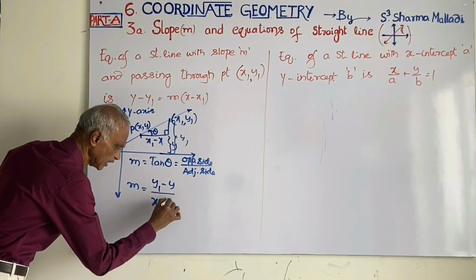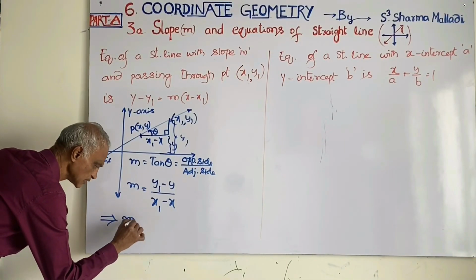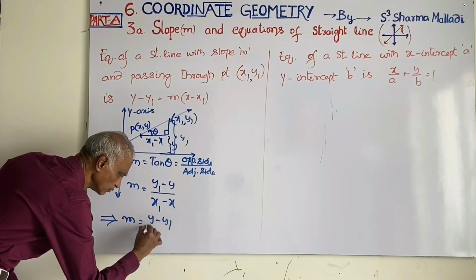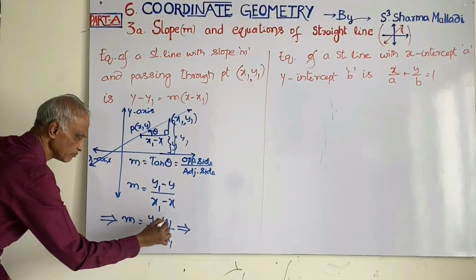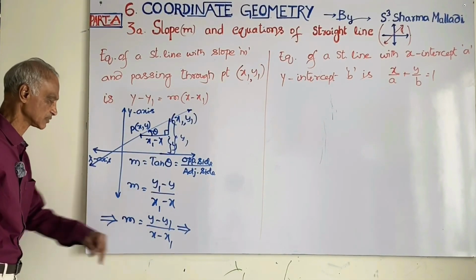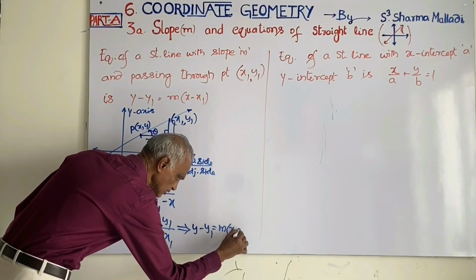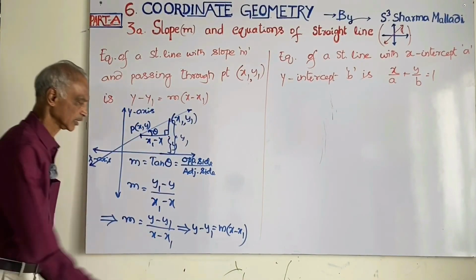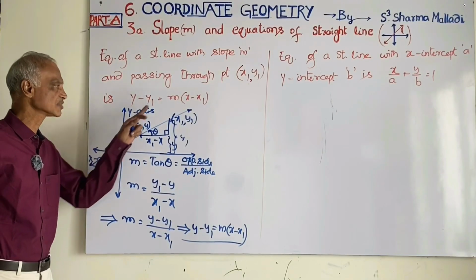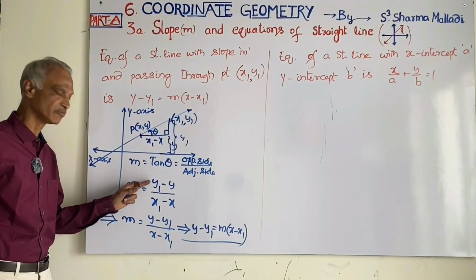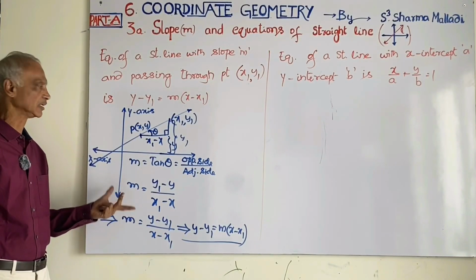This can be written as m is equal to y minus y1 by x minus x1. Now, you will get y minus y1 is equal to m into x minus x1. Now this problem can be done like this. You take x1 y1 here and x y here, so that opposite side will be y minus y1 by adjacent side x minus x1. You can take it any way.